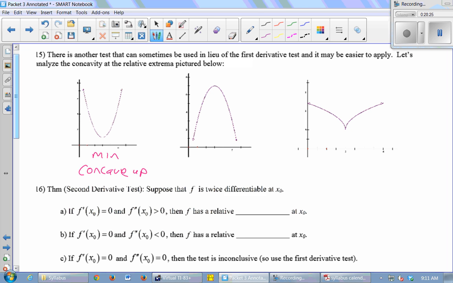Okay. In this case, we have a max. We have a relative maximum. What's the concavity of the graph at that point? Down. And here I have a min. What is the concavity of the graph at that point?